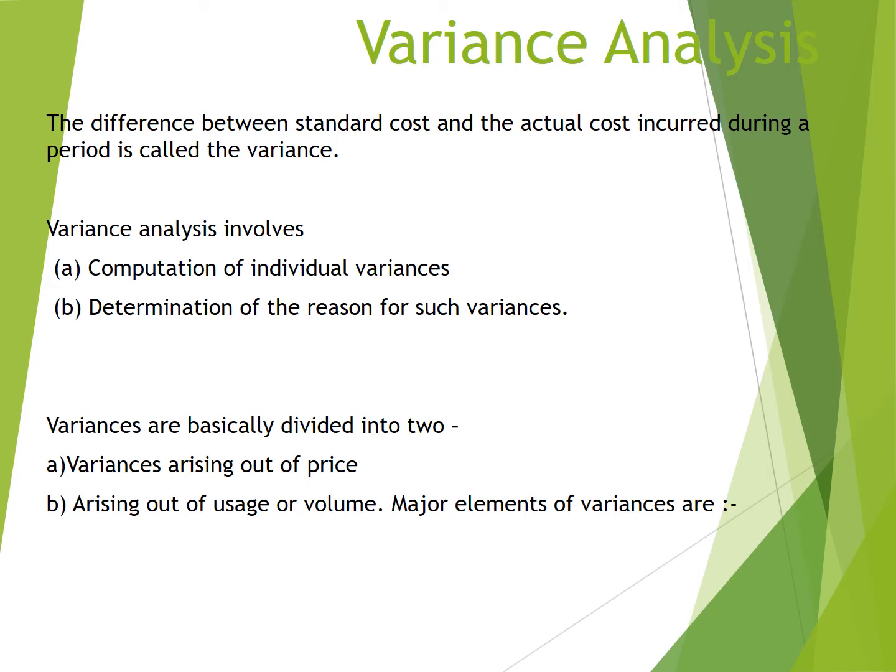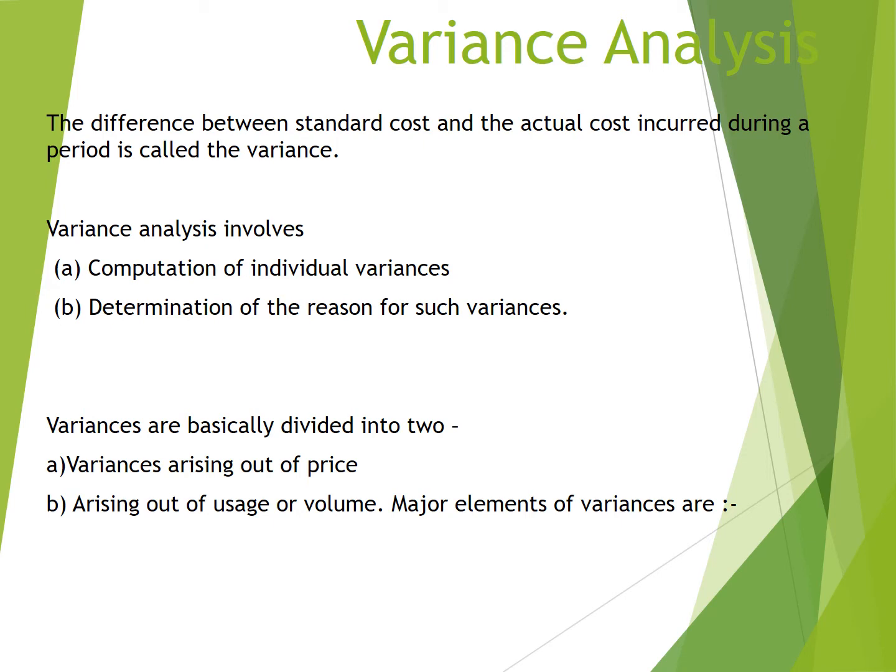In the previous chapter, I explained standard cost. Now let us understand variance analysis. The difference between standard cost and the actual cost incurred during a period is called the variance. The standard cost is already fixed, and the products, when manufactured or produced, are supposed to have the same cost, but due to several factors the actual cost of production will increase or decrease.